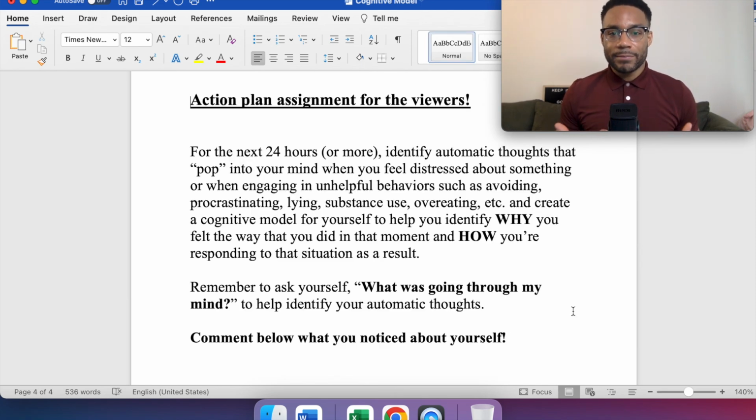And for the viewers, I have an action plan assignment for you guys. The action plan is another term for therapy homework, but it's very beneficial. So for the next 24 hours or more, identify automatic thoughts that pop into your mind when you feel distressed about something or when engaging in unhealthy behaviors such as avoiding, procrastinating, lying, substance use, overeating, etc. And create a cognitive model for yourself to help you identify why you felt the way that you did in that moment and how you're responding to that situation as a result. Remember to ask yourself, what was going through my mind, to help you identify your automatic thoughts. And comment below what you noticed about yourself.